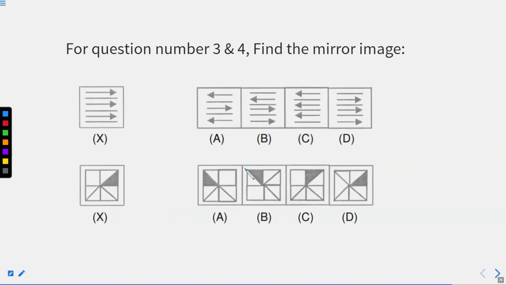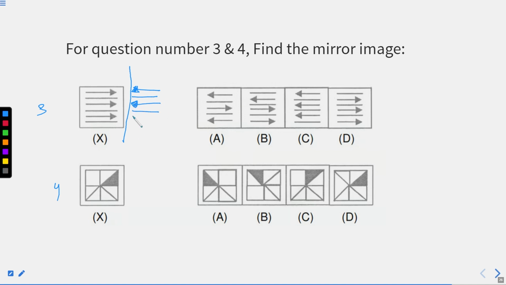Now here we have two questions. This is your question number 3. This is your question number 4, right? So how can you proceed with these kind of questions? First, you know that you have to find the mirror image and the mirror is here, right? So this arrow should be like this. A line is similar to a line. This arrow should be like this.